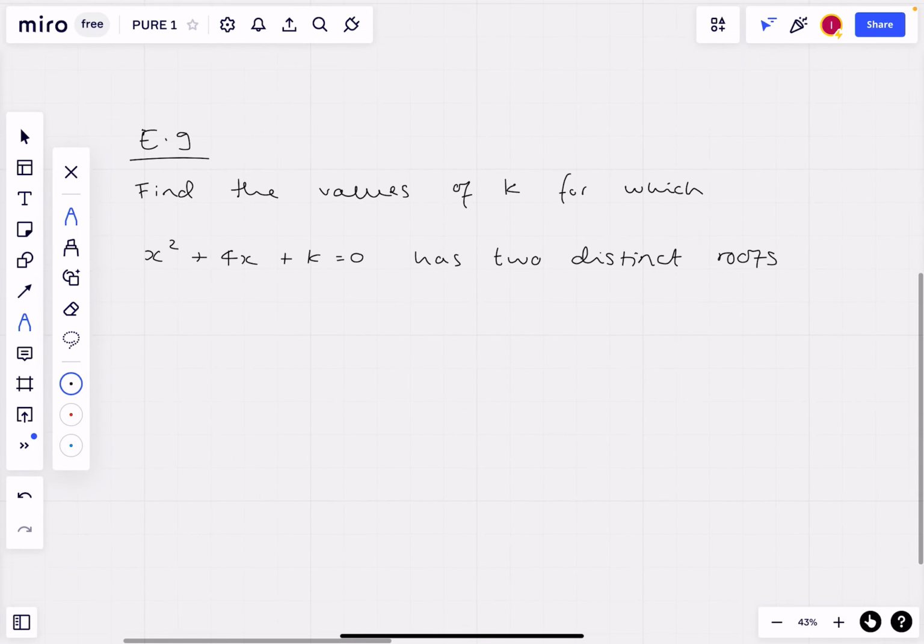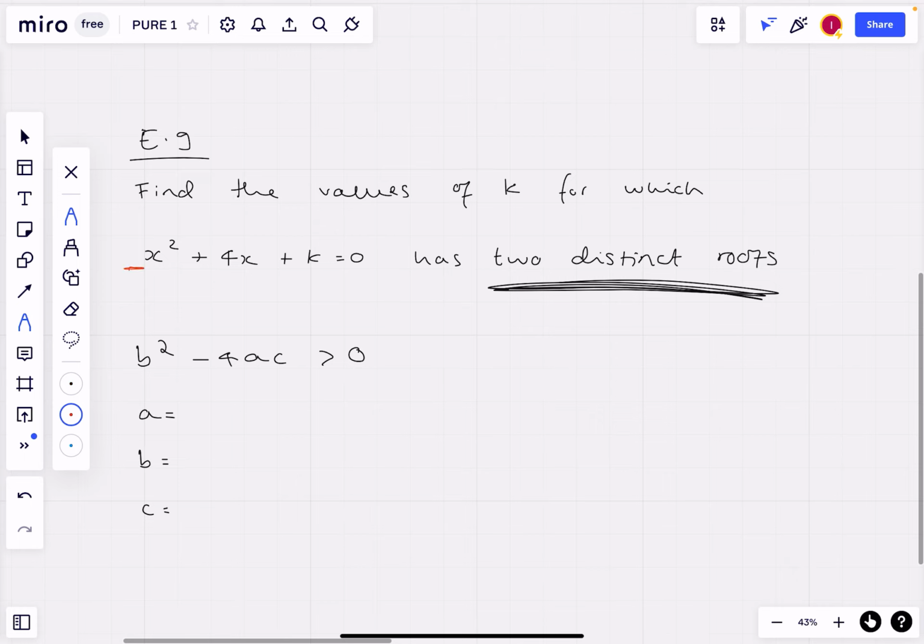So let's take this example. Find the values of k for which x squared plus 4x plus k equals 0 has 2 distinct roots. 2 distinct roots means your b squared minus 4ac is going to be greater than 0, equal to 0, or less than 0. Which of those 3? Greater than 0. So, what's your a equal to? What's your b equal to? And what's your c equal to?